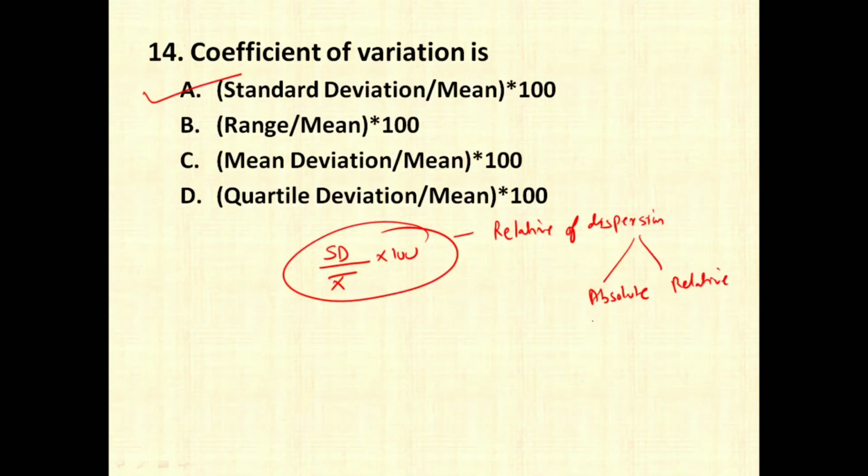So absolute measures, you have to remember there are 5 important type. One is range, second one is quartile deviation, third one is mean deviation, fourth one is standard deviation and fifth one is variance. So these are 5 important absolute measure of dispersion, and relative measure of dispersion includes coefficient of range, coefficient of quartile deviation, coefficient of mean deviation, coefficient of variation. So 4 important points we have to remember in relative measure of dispersion.